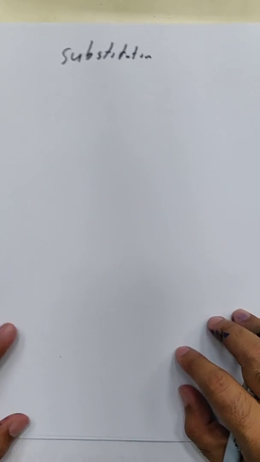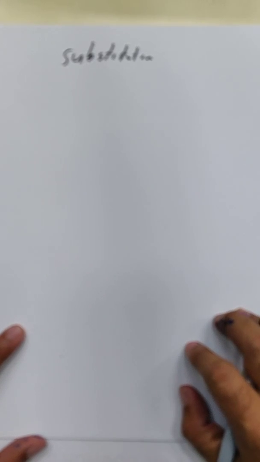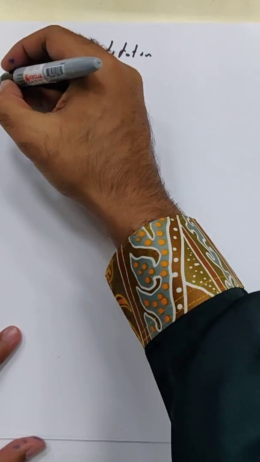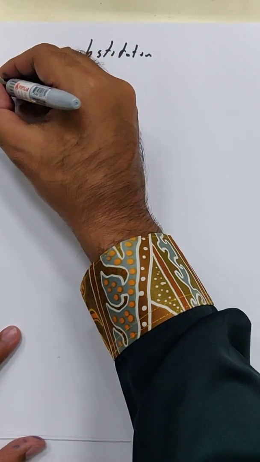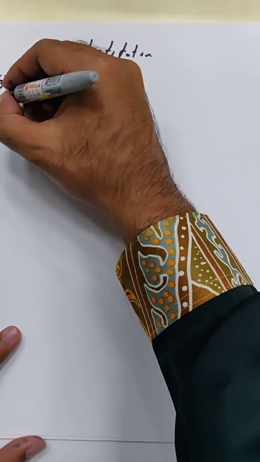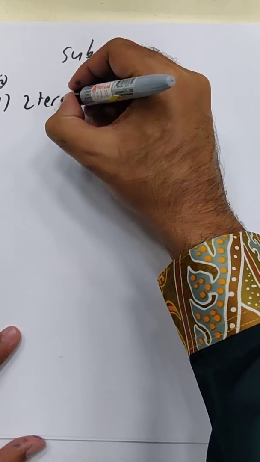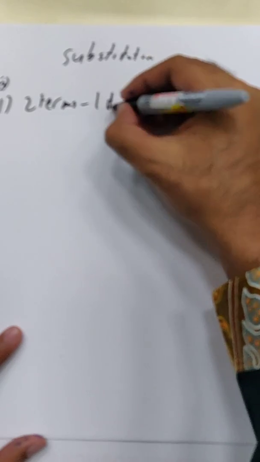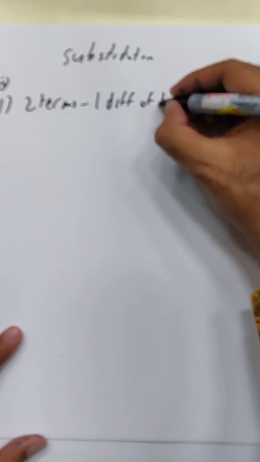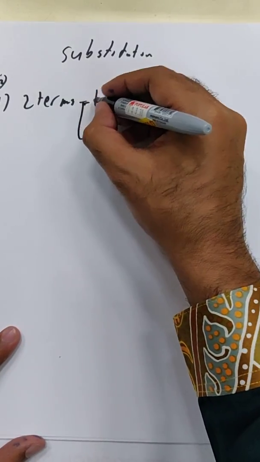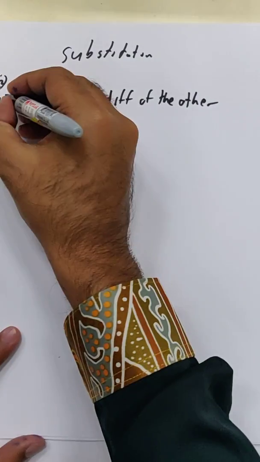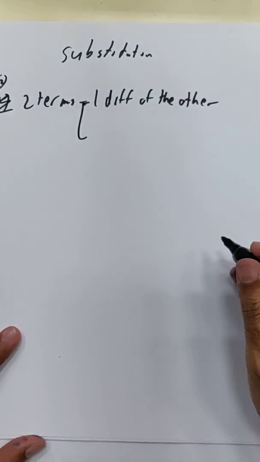Okay, so let's continue with substitution. You use it in a lot of places. The most common is when there are two terms, one the derivative of the other. You use substitution when there are two terms, one being the derivative of the other.